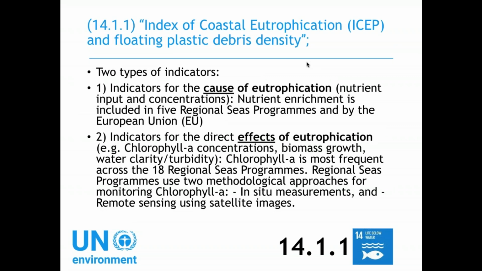Well, focusing now on the first indicator of this set of three indicators, which is the Index of Coastal Eutrophication, or ICEP, and Floating Plastic Debris Density, it is quite important here to say that there are essentially two types of indicators in this case. One first type of indicator is focusing on and providing information on the cause of eutrophication, whereas the second type of indicator is focusing on the effects of eutrophication on ecosystems.